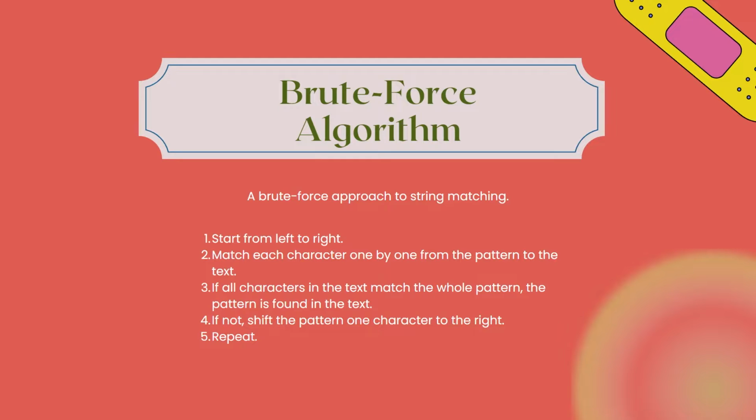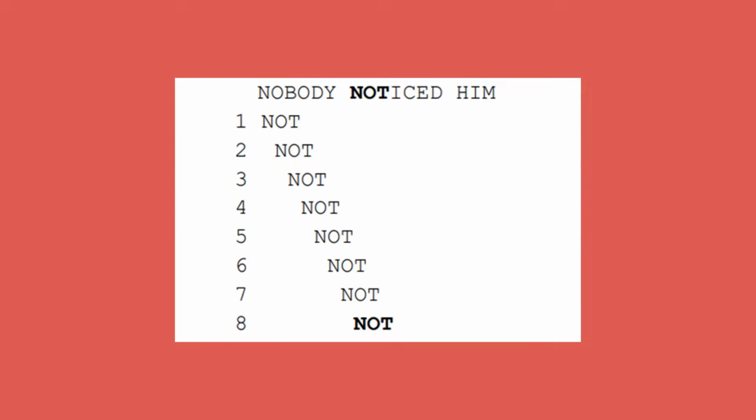If all characters in the text match the whole pattern, the pattern is found in the text. If not, shift the pattern one character to the right, and then repeat. Here we can see a simple example with the text "Nobody noticed him" and the pattern "not." Here we can see in the first index, the letter N and O matches with the text, but B and T does not, which is why it does not match. This continues on for a while until we reach the 8th index, where all the letters N, O, and T matches from the pattern to the text, and thus the pattern is found in the text.